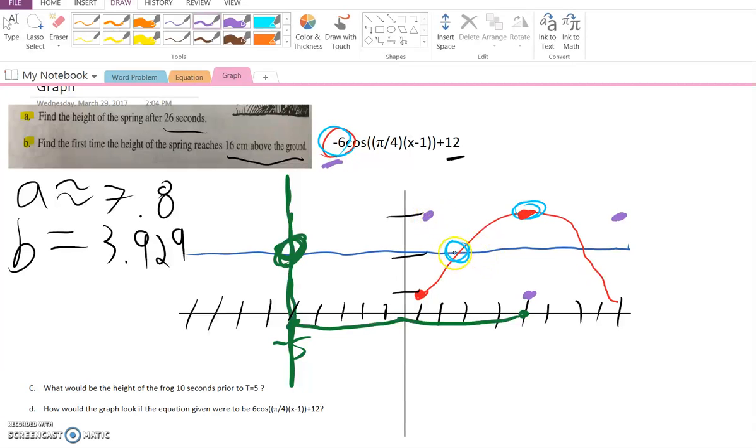And then where the lines touch the midpoint on the -6 cosine equation would be the same as on the 6 cosine equation. So that's how the graph would look if it were flipped or changed into a positive cosine.